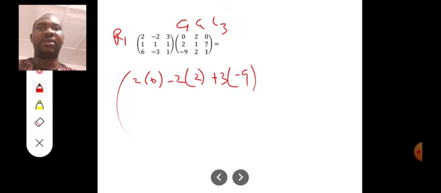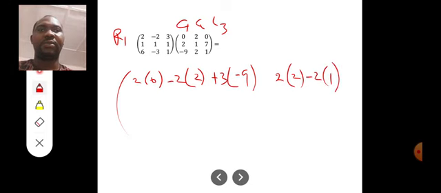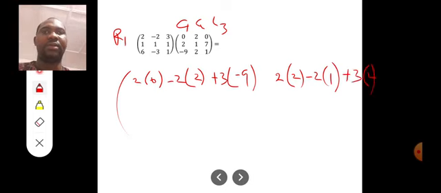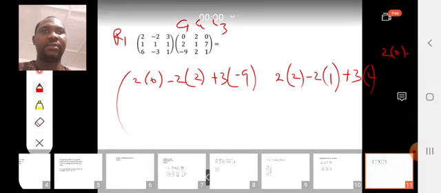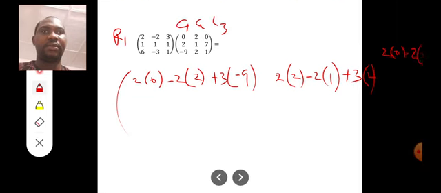Then row 1 multiplying column 2 of the next matrix will give us 2 into 2, minus 2 into 1, then plus 3 into 2. That's row 1 and column 2. Then the next one will be row 1 again and column 3. That will be 2 into 0 and minus 2 into 7, then plus 3 into 1.